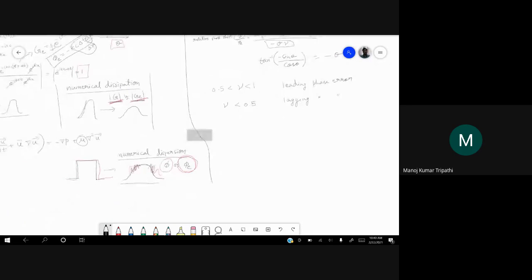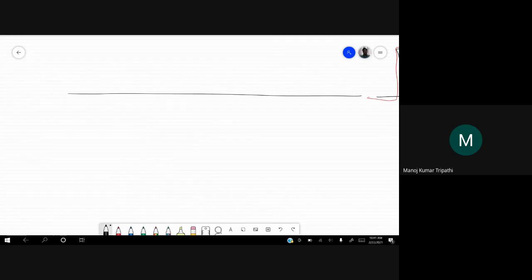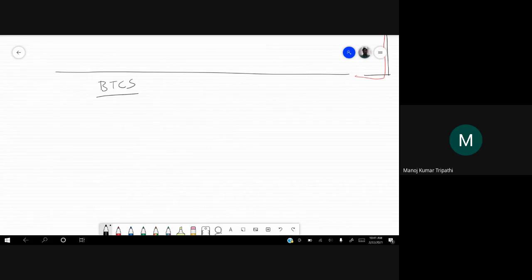Okay, so now let us go to an implicit scheme and see the stability properties of those schemes. Let us try a BTCS scheme. BTCS actually is unconditionally stable for this first order wave equation. Generally, implicit schemes are more stable. So let us write that.